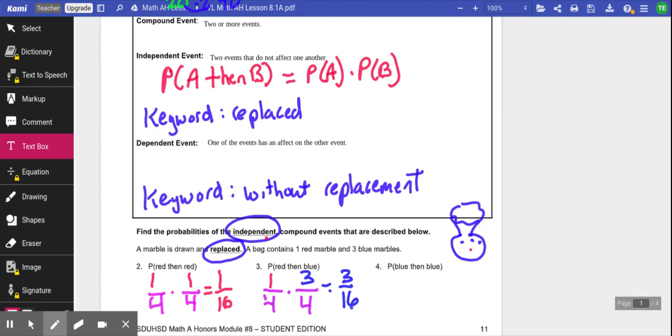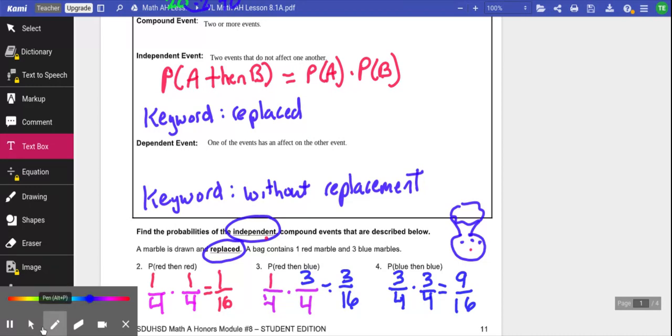Okay? A blue, then a blue. Each time there's 4 in the bag because we're replacing. The first time there's 3 to replace. The next time there's 3. So this is 9 out of 16. Okay, moving on.